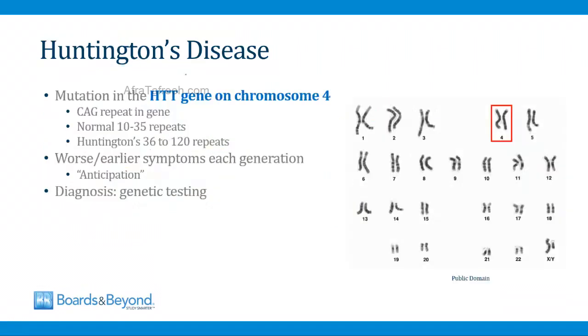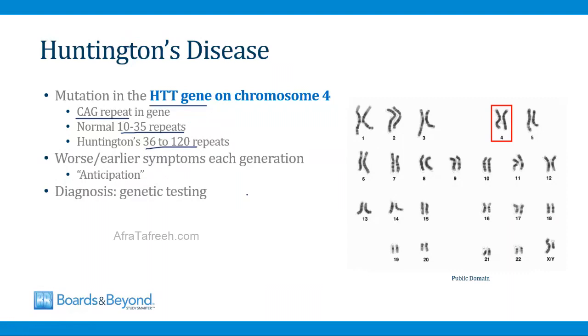Huntington's is caused by a mutation in the HTT gene, which is found on chromosome 4. This gene contains a number of CAG nucleotide repeats. A normal gene has only about 10 to 35 repeats. In patients with Huntington's, the gene has excessive numbers of repeats. It can be as many as 120.